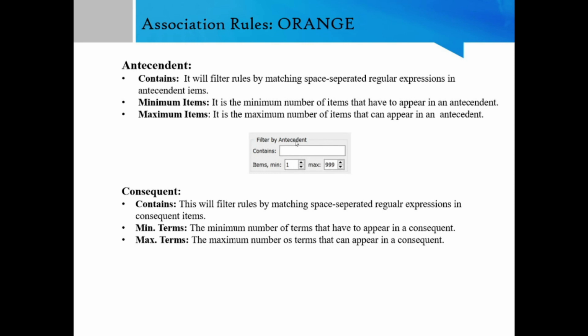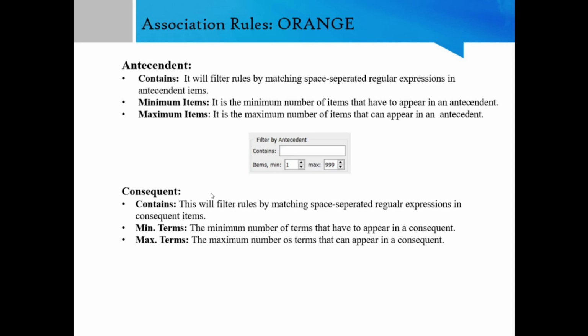So antecedents here, where there is filter by antecedents, it has contains, minimum items and maximum items. So what does the contains block have? It will filter the rules by matching space separated regular expressions in antecedent items. Minimum items is the minimum number of items that have to appear in an antecedent. Maximum items is the maximum number of items that can appear in an antecedent.